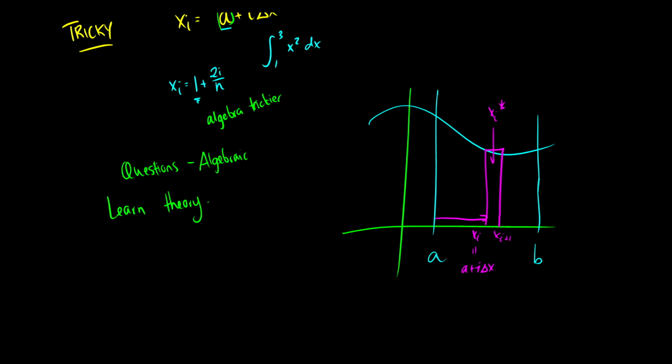This means that I'm going i rectangles over, and I'm starting at a point a. So what I'm doing is from the origin, first I'm going a, and then I'm going i times delta x over to get to the rectangle I'm evaluating. So you should really understand the theory.